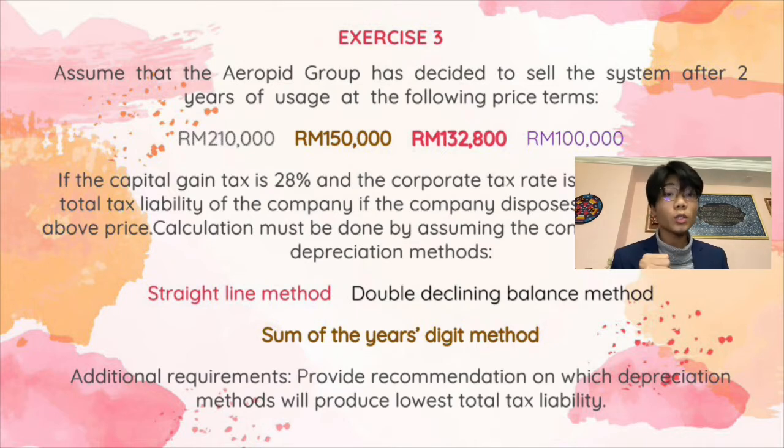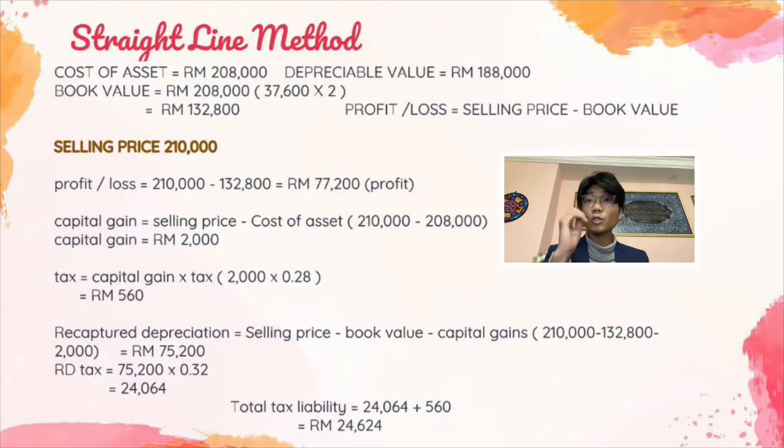So let's take a closer look at the first step. This is the straight line method. The first step is to find the profit or loss: selling price minus the book value, and you will get the profit. Then find the capital gain, tax it by 28%, then the recapture depreciation. This is the formula, then tax it by 32%, and you will get this 24,064 ringgit. Then sum it up, and you will get the total tax liability. As you can see here, for the selling price of 210,000, it is 24,624.